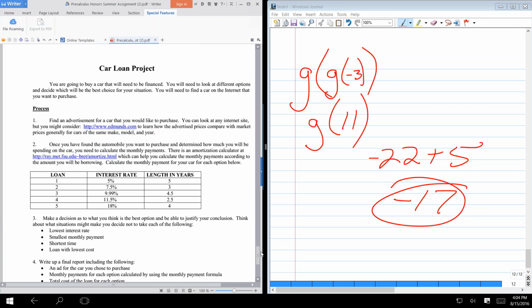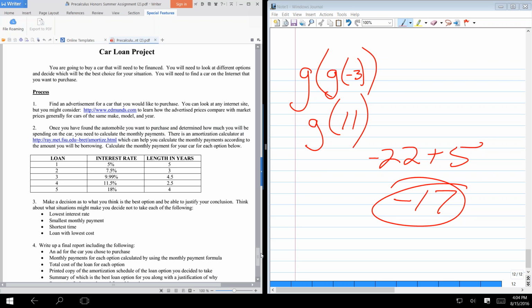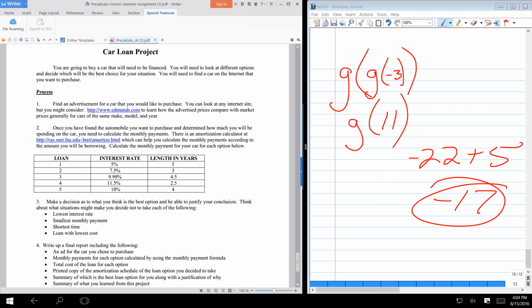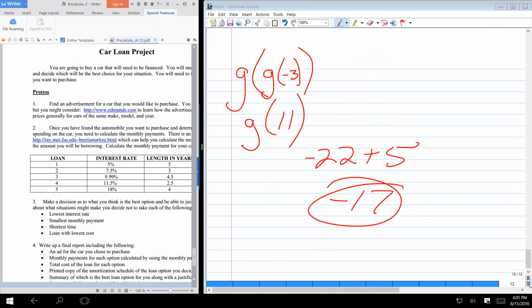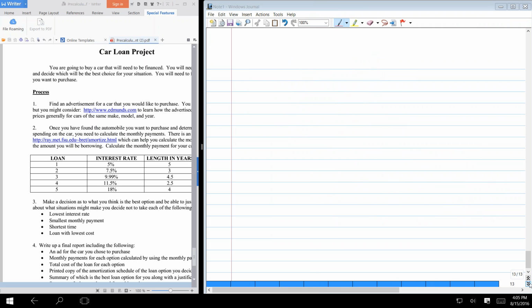The car loan project, is this what we're looking at? Yeah, actually, I think I'm fine with that, to be honest. I thought it was going to be tough, but the more I look at it, I think I'll probably be fine. Let's talk about one thing with car loans. What we're talking about is exponential expressions here.